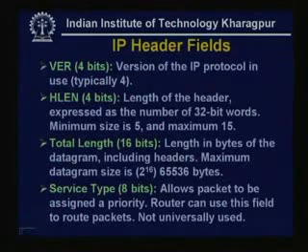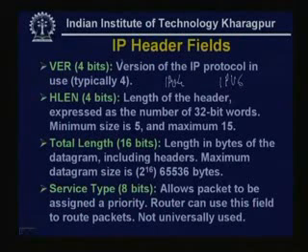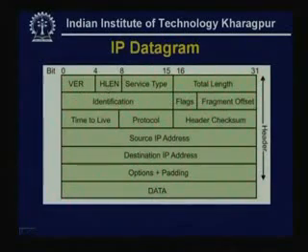For example, it has the version field, which is represented by 4 bits. Presently IP version 4 is being used. So if you use IP version 6, then that has to be mentioned in this version field. Then the header length, 4 bits, says the length of the header expressed as a number of 32-bit words. So the minimum size is 5 and the maximum is 15. So the header length is specified with the help of this field.